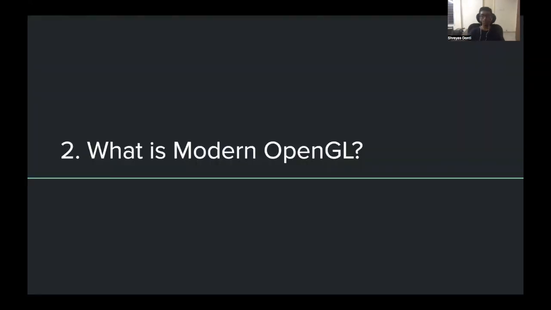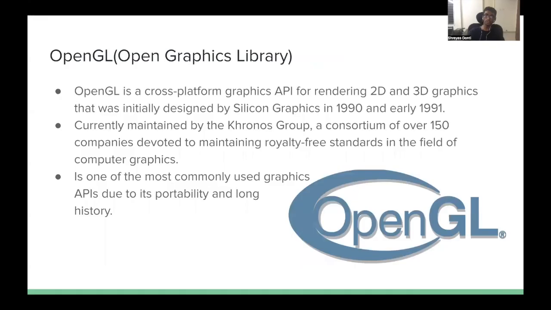Now that we've identified the data transfer bottleneck, we must also understand what I mean by modern OpenGL. You see, OpenGL, or the Open Graphics Library, is a cross-platform graphics API for rendering 2D and 3D graphics that was initially designed by the Silicon Graphics company in 1990 and early 1991. Currently maintained by the Khronos Group, a consortium of over 150 companies devoted to maintaining royalty-free standards in the field of computer graphics, OpenGL is one of the most commonly used graphics APIs today due to its portability and long history. Throughout its history, however, OpenGL has seen a lot of revisions and a lot of new versions.